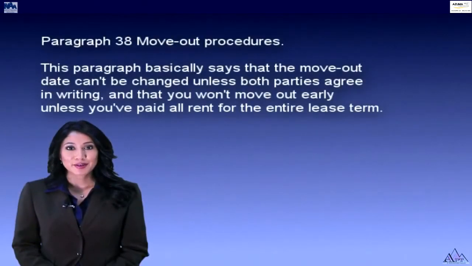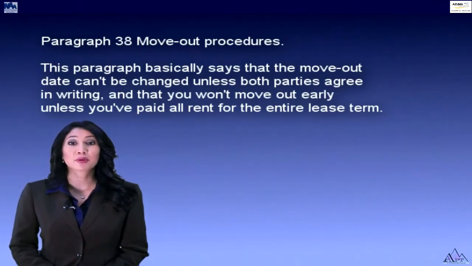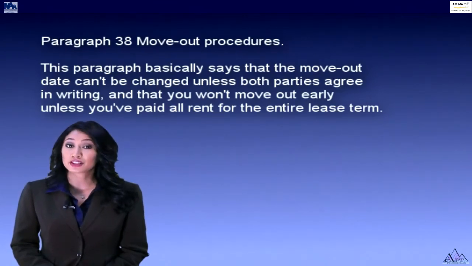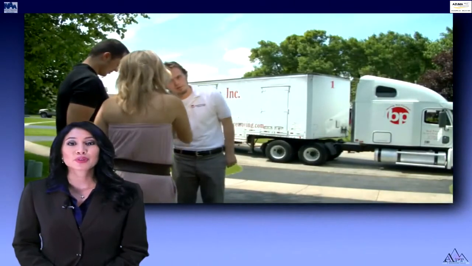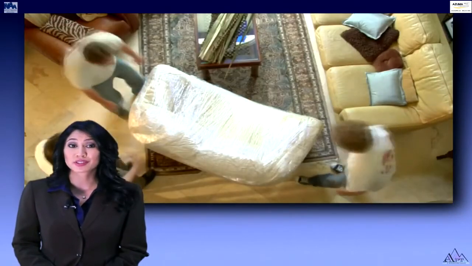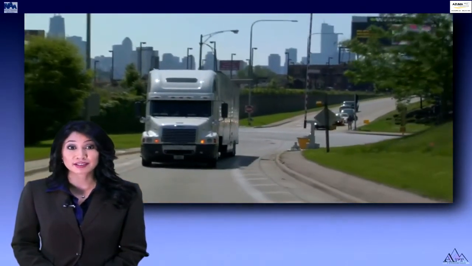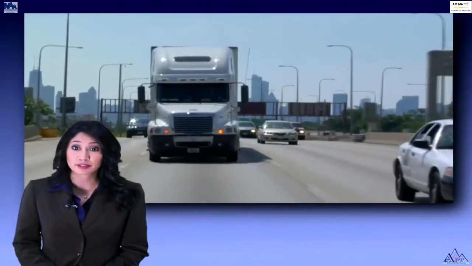Paragraph 38, Move-out procedures. This paragraph basically says that the move-out date can't be changed unless both parties agree in writing, and that you won't move out early unless you've paid all rent for the entire lease term. You also agree that you won't stay in the apartment after the date you're supposed to move out. You are prohibited from applying any security deposit to rent, so you can't deduct your last month's rent from the amount of your security deposit and pay the difference.